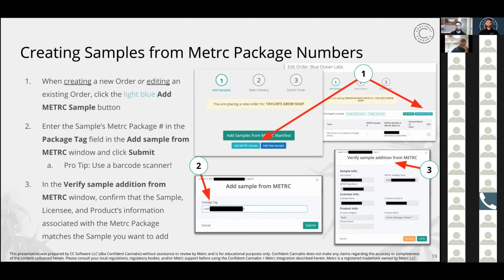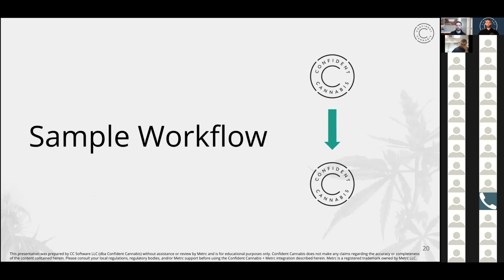And then it'll give you this window here that says Verify Sample Addition from Metrc. Here it'll show you all of the information that we get about that particular package from Metrc. And you can confirm, yeah, this is the right manifest number, it's the right tag number. Here's the licensee's name and the product name and category. So if it looks good, then you just click Verify. And you added the sample.